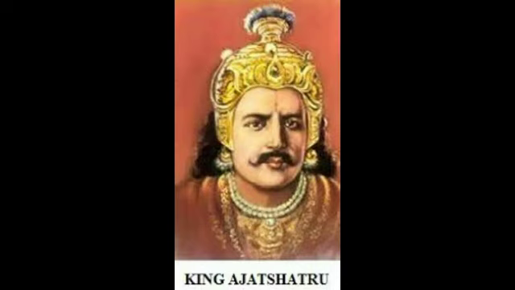Next we have Ajatashatru, 493 to 461 BC. Bimbisara was succeeded by his son Ajatashatru. Like his father, he too followed a policy of conquest and expansion. He defeated the king of Kosala and occupied Kasi. Under Ajatashatru, Magadha grew even more powerful than before.